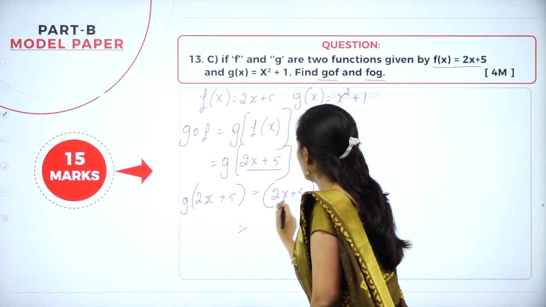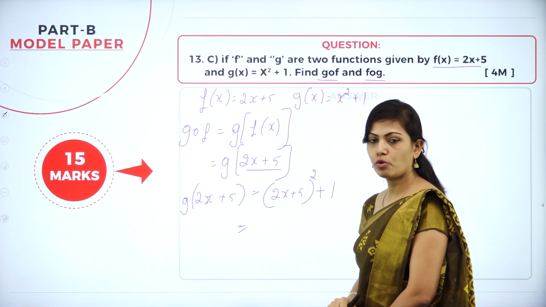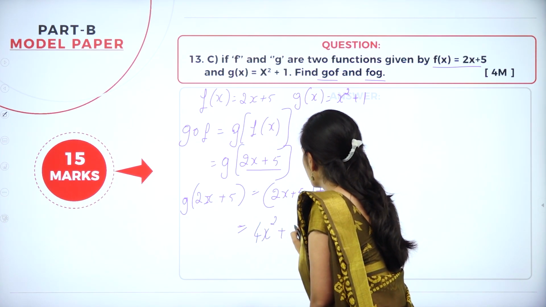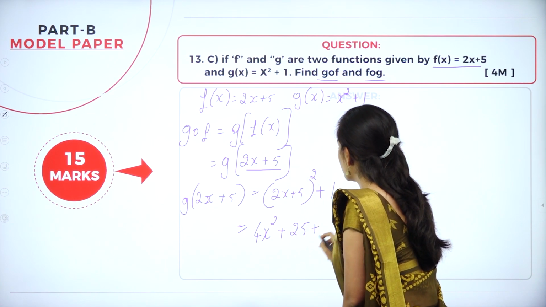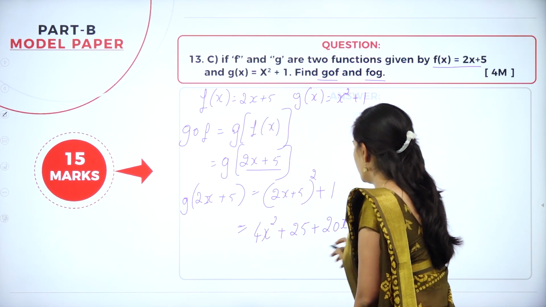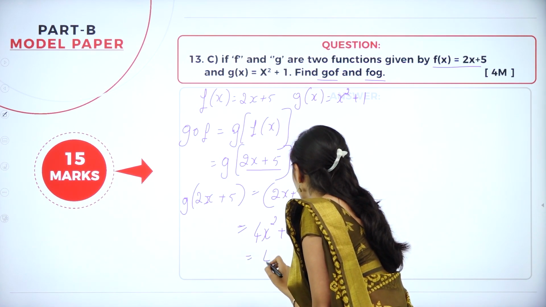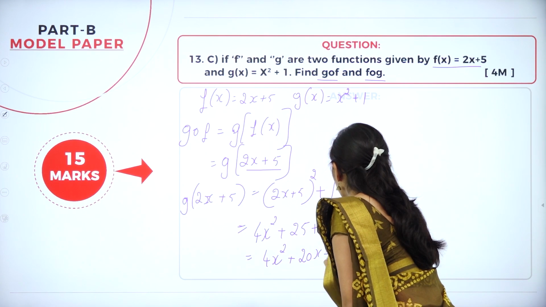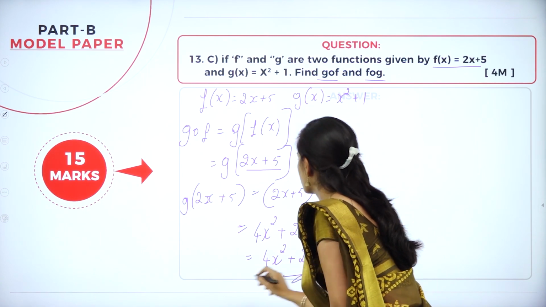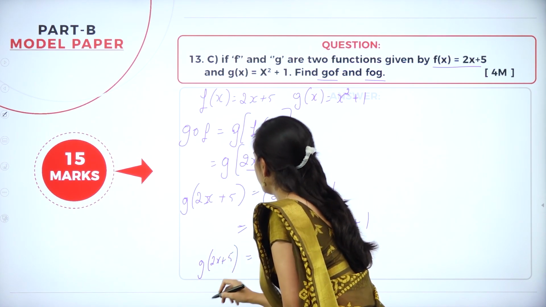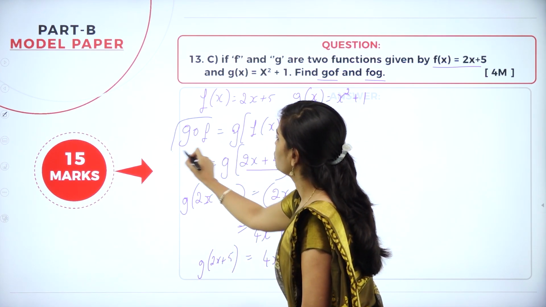Clear? And now, this is in the form of a plus b whole square. So a square plus b square plus 2ab plus 1, that is 4x square plus 20x plus 26 is g of 2x plus 5. This is called g of f.